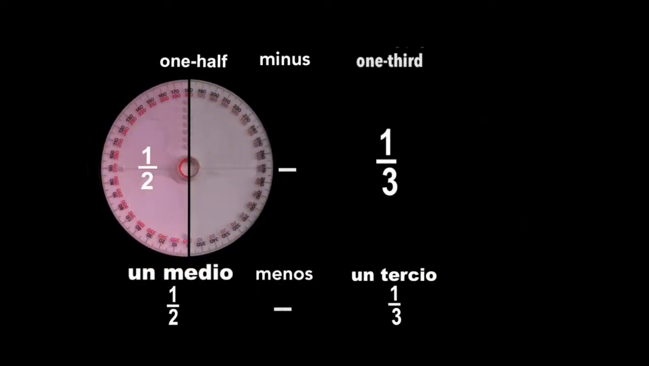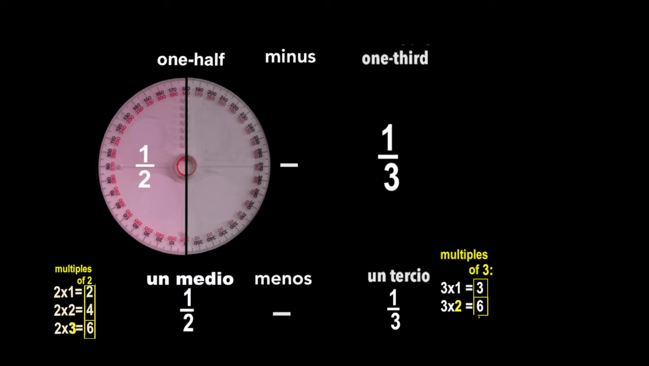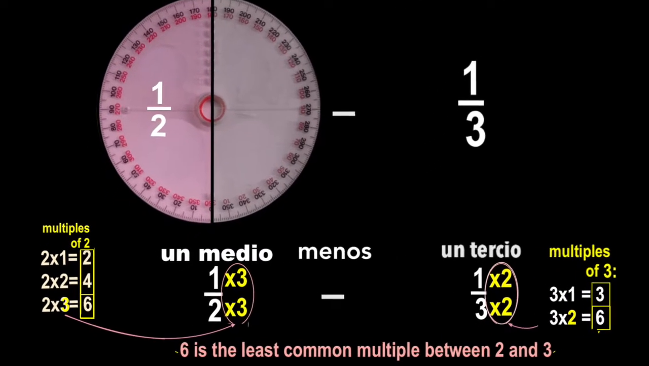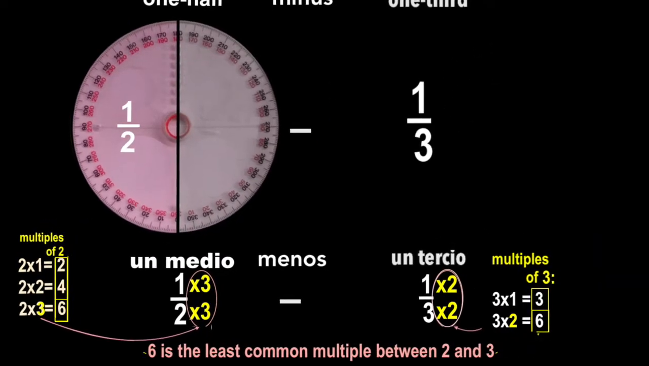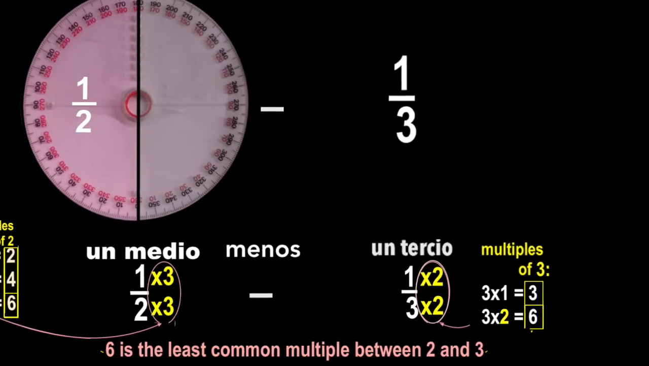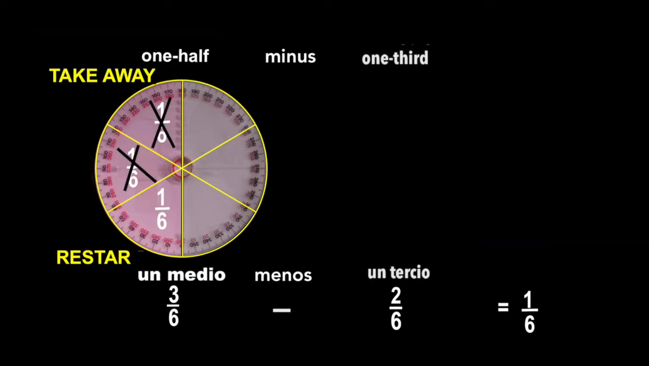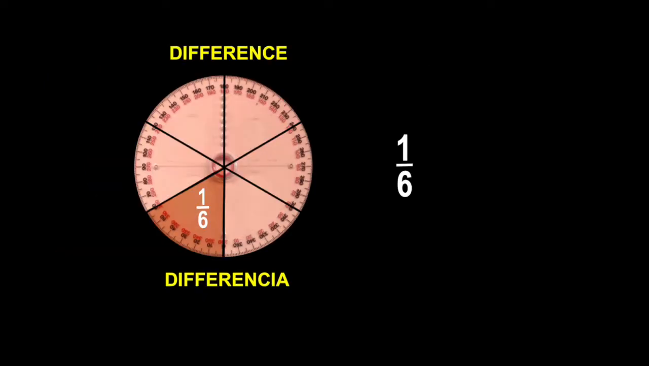1/2 minus 1/3. Find the multiples for denominators 2 and 3. Multiply 1/2 by 3/3 and multiply 1/3 by 2/2. Convert to take away 2/6 from 3/6, a difference of 1/6.